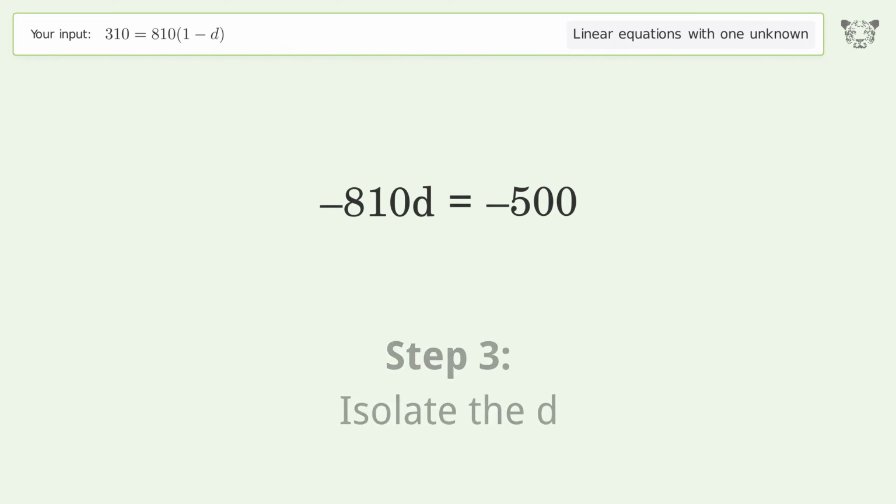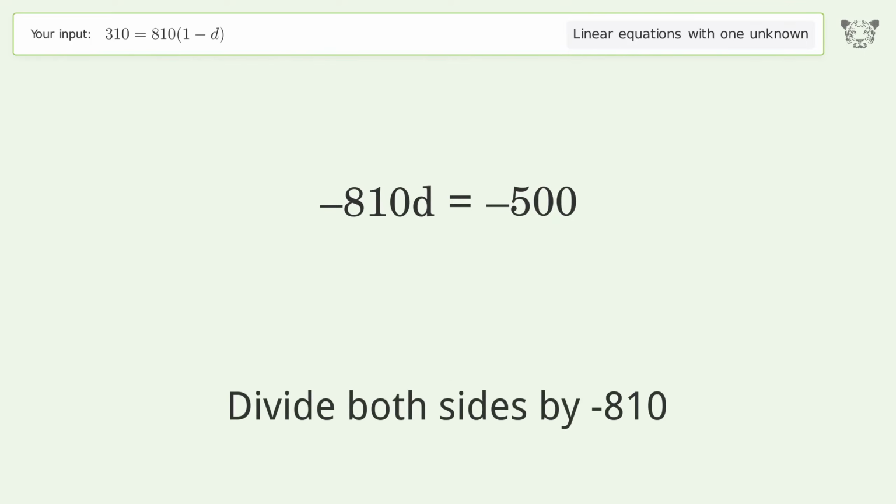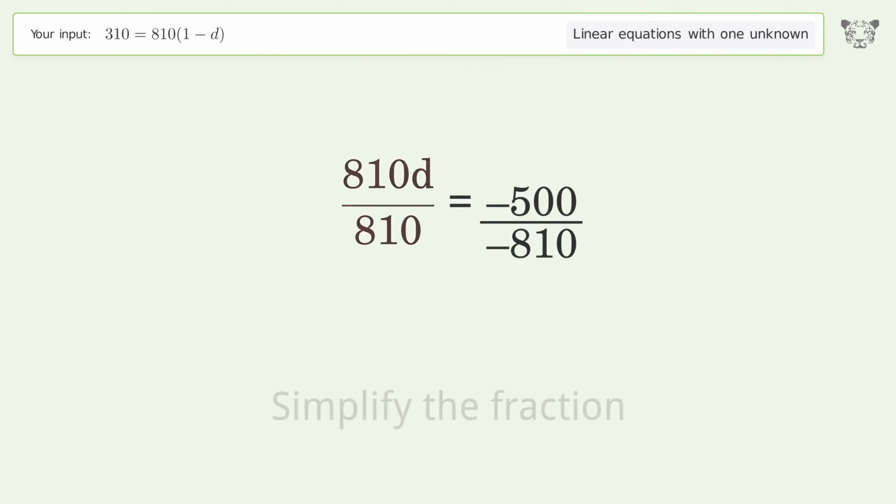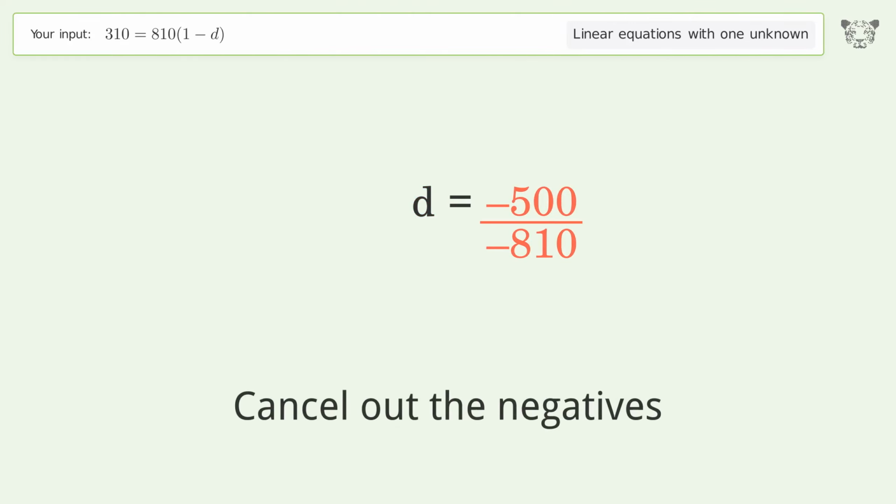Isolate the d. Divide both sides by negative 810. Cancel out the negatives. Simplify the fraction. Cancel out the negatives.